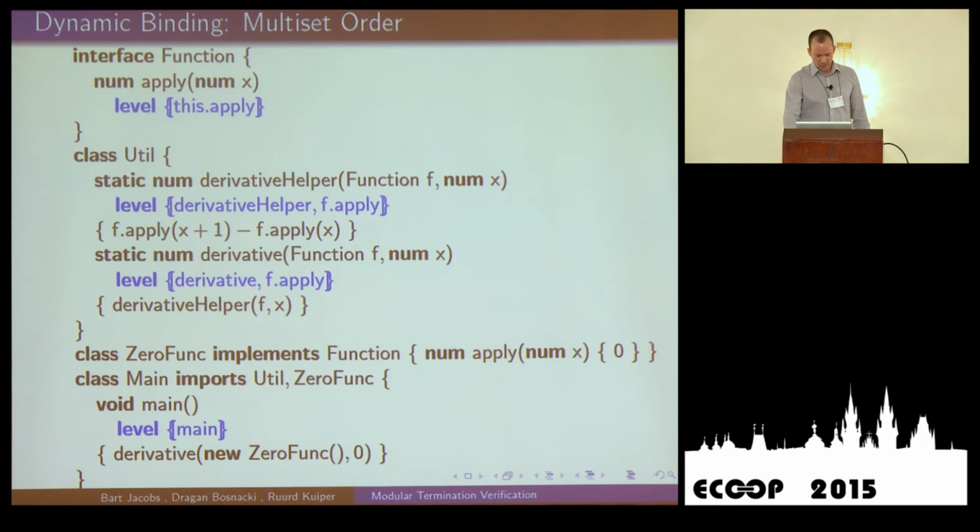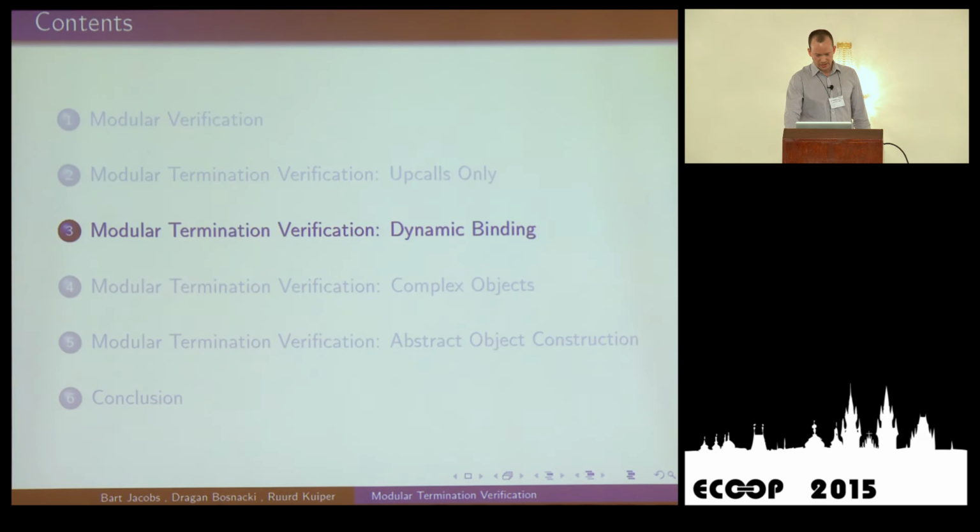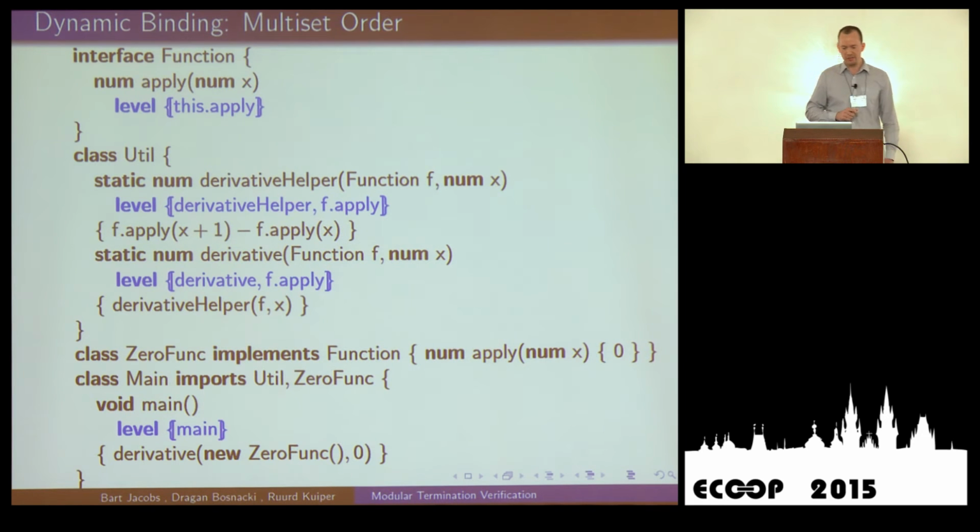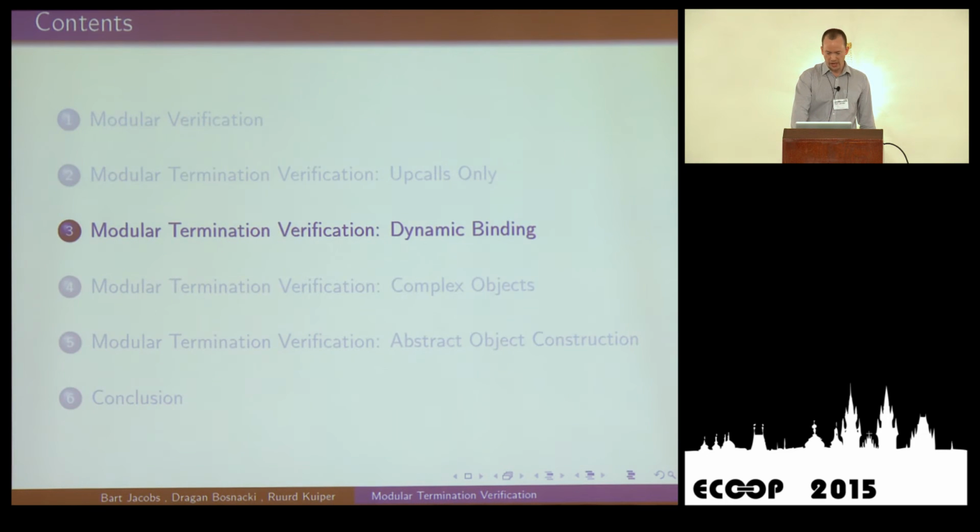Okay, so this works. But this only works because the only function implementation that we have is a very simple class. It's a class that doesn't have any references to any other objects. So the body of apply doesn't perform any dynamically bound method calls itself. So now what do we do if we have complex objects?